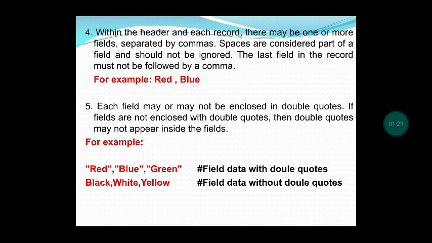The fourth rule is, when you are giving the record, within the header or in each record, there may be one or more fields. The fields should be separated by commas, but at the last, no need to give the comma. And if you want to display the data with double quotes, you should enclose each data in double quotes, and the comma has to be used for separating the data.